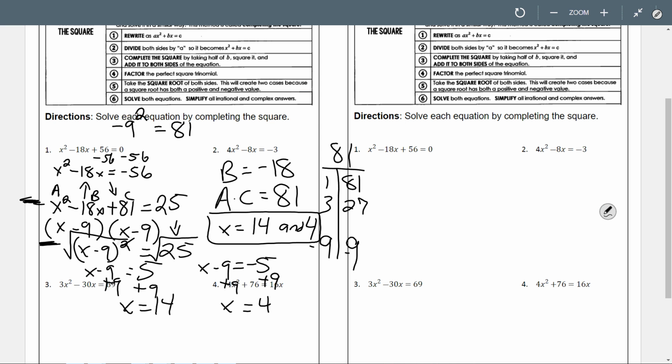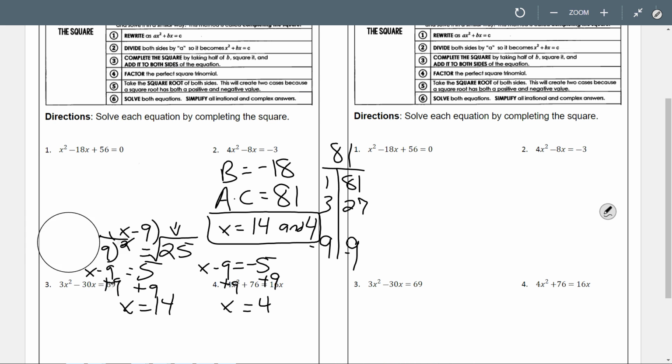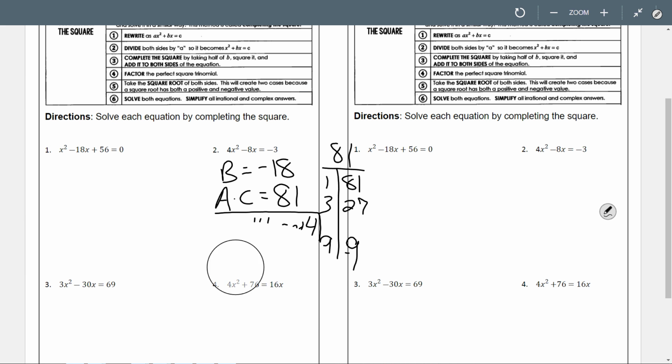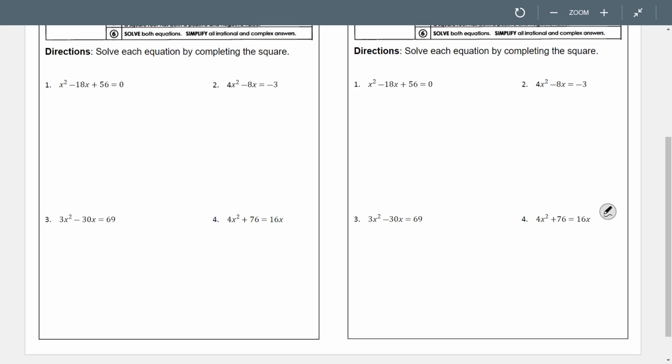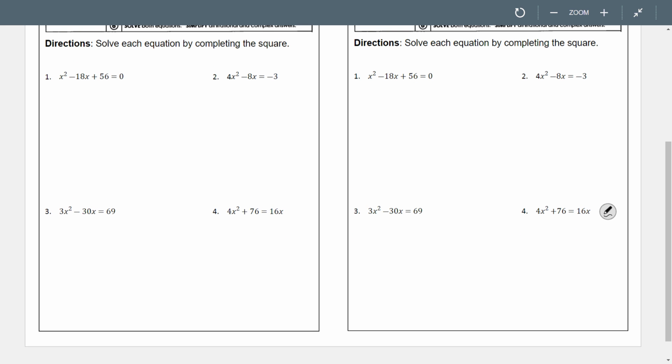How do I solve for x? Get it by itself. Move the 9 over. In both cases, x equals 14 and x equals 4. All right. Again, it's not hard, it's just time consuming. Takes a while to do. That's how most math with quadratics works.